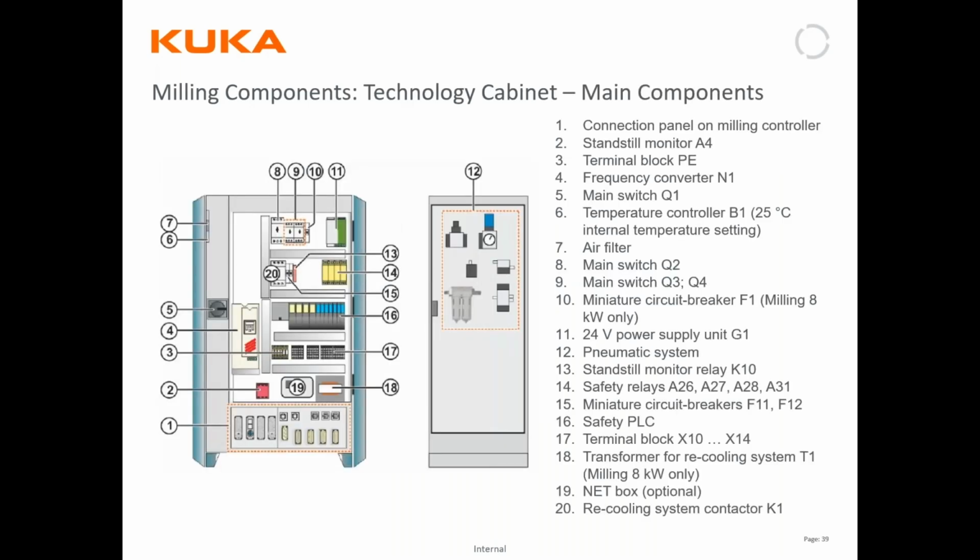Then comes the milling cabinet itself. The milling cabinet has different components like connection panel itself. You get frequency converter, temperature controller, air filters, 24-volt power supply, pneumatic system. It has safe relays, safe PLC, and transformer for recooling system, etc.